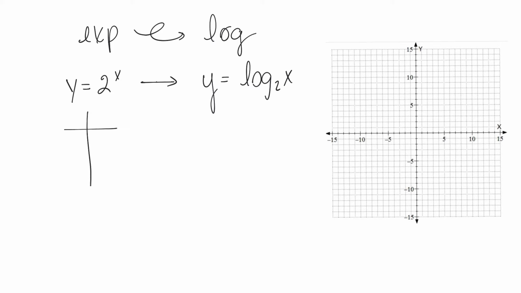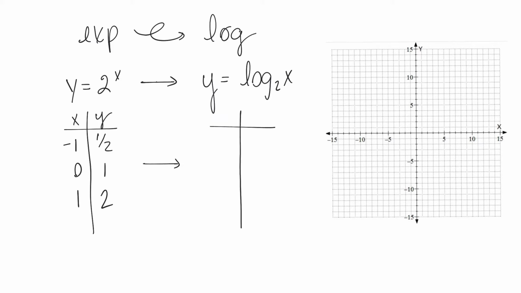So if we talk in terms of a table of values, for x we've got -1, 0, and 1. So 2 to the -1 is half, and 2 to the 0 is 1, and 2 to the 1 is 2. If we find the inverse of that by simply reversing our x and y, we're going to have half and -1, and 1 and 0, and 2 and 1. So let's go graph this.